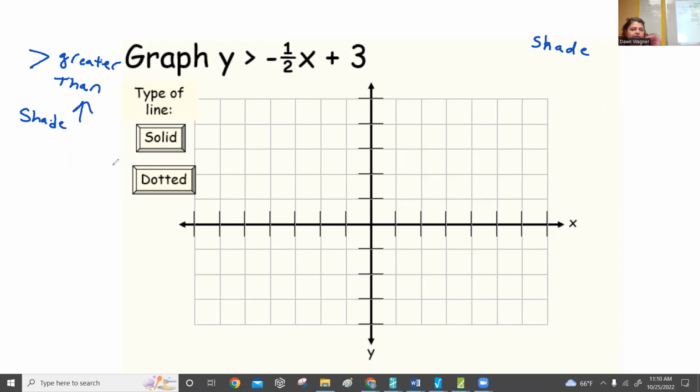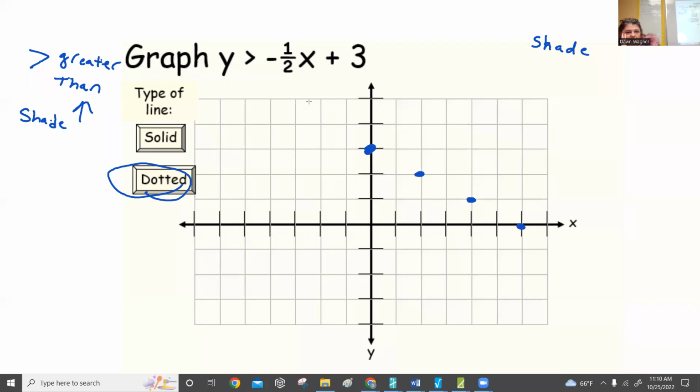Now, is it going to be a solid line or is it going to be a dotted line? Dotted. It's going to be dotted because this doesn't have a line under it. And now I'm going to graph using what I know about graphing. I'm going to go up 3, make my dot. 1, 2, 3. I'm going to go down 1 over a positive 2. Down 1, 1, 2. Down 1, 1, 2.